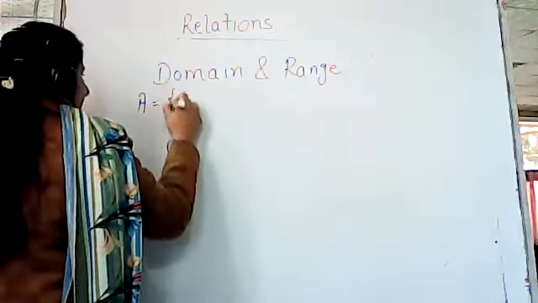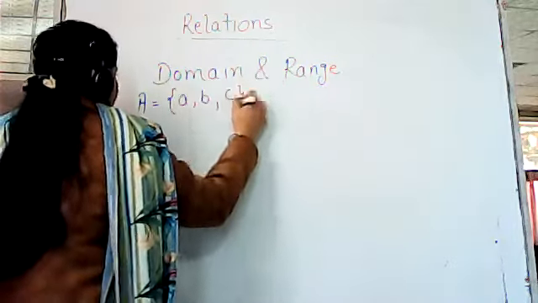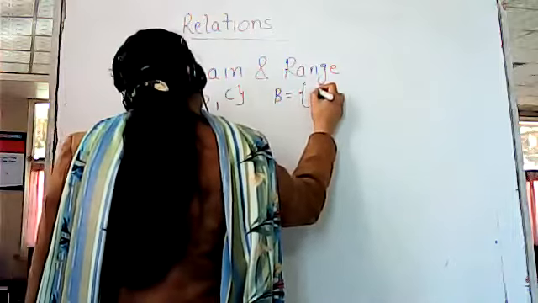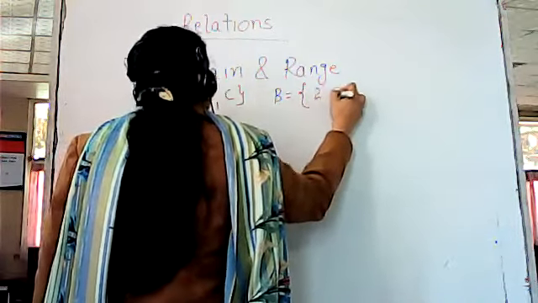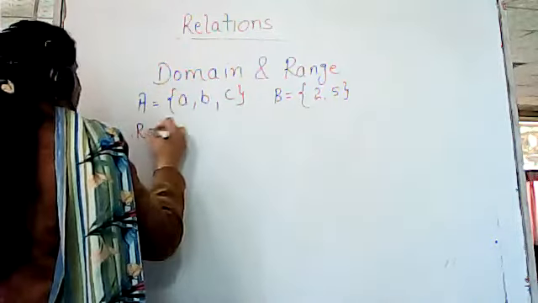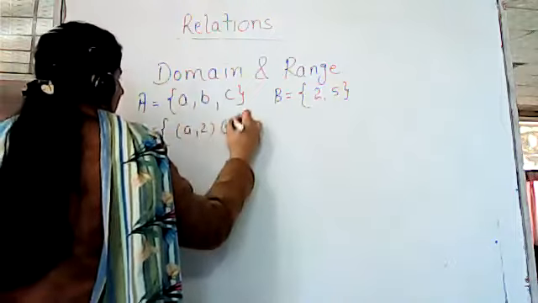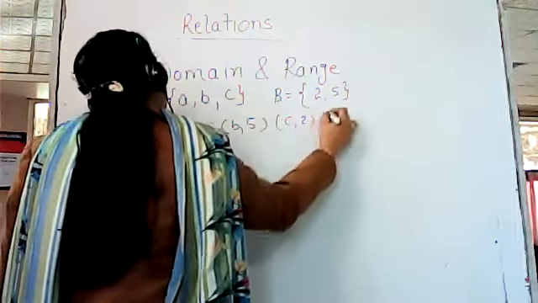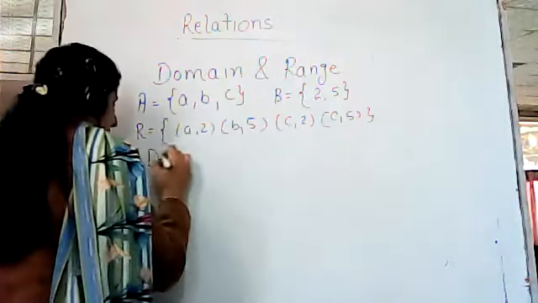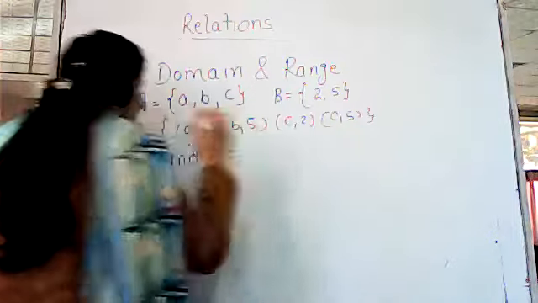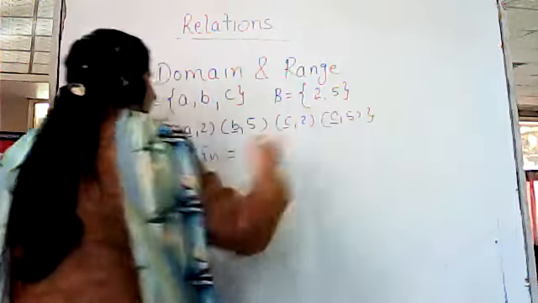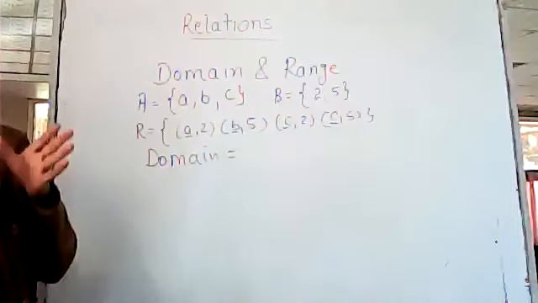Suppose we have given a set A which consists of 3 elements, that is a, b, c, and B is a set which consists of 2 elements, that is 2, 5. Now there will be some relation. Suppose I have taken this relation R equal to {(a, 2), (b, 5), (c, 2), (c, 5)}. You have to find the domain as well as the range.